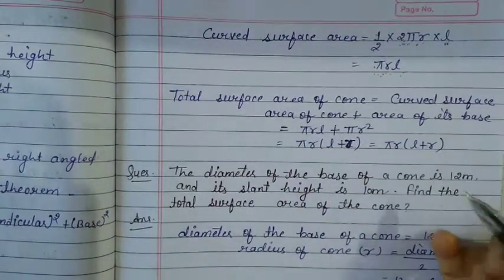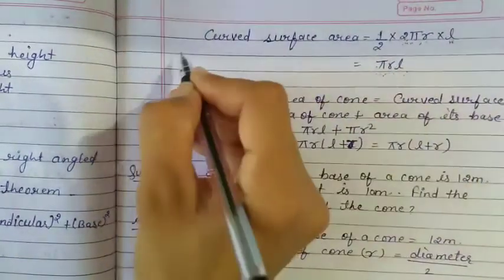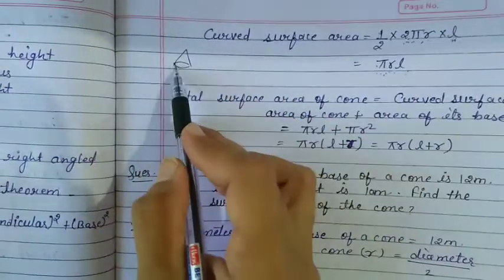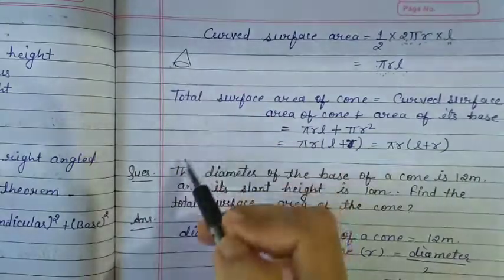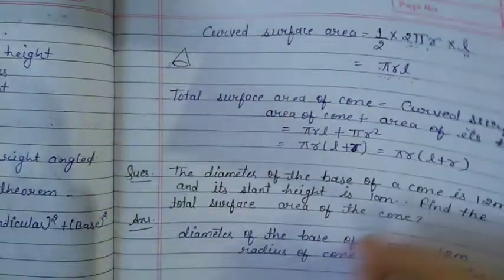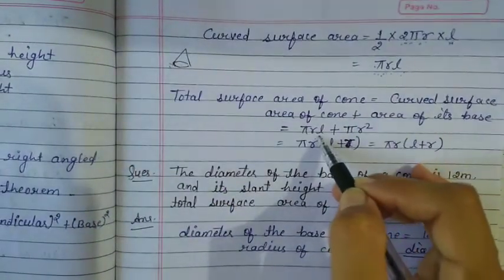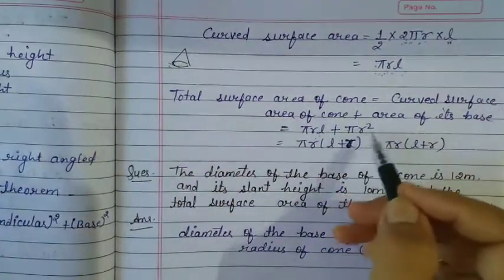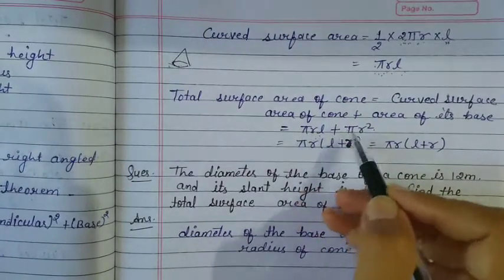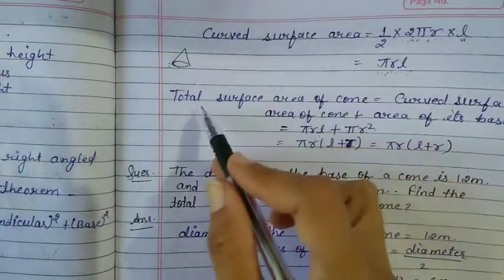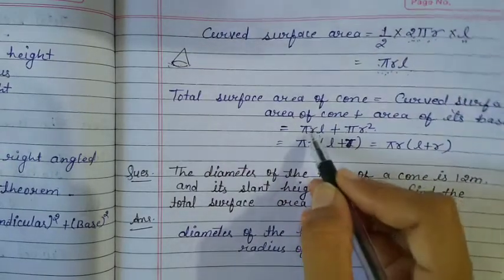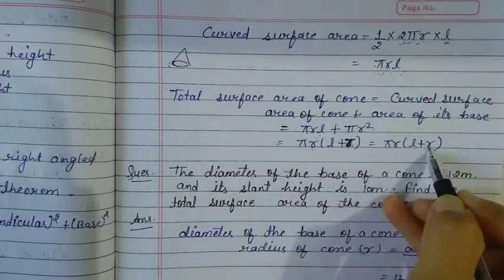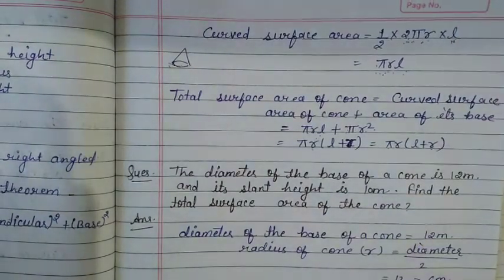Now the total surface area of a cone. The total surface area of a cone must equal the curved surface area of the cone plus the area of its base. The curved surface area of the cone equals pi RL, and its base is a circle, so the area of this circle equals pi r square. So pi RL plus pi r square equals the total surface area. We take pi r common, so pi r into L plus r is the total surface area of a cone.